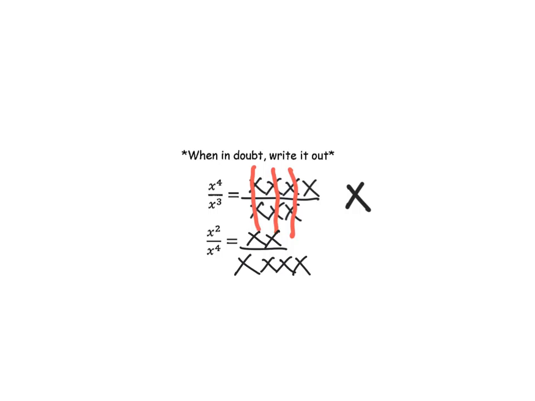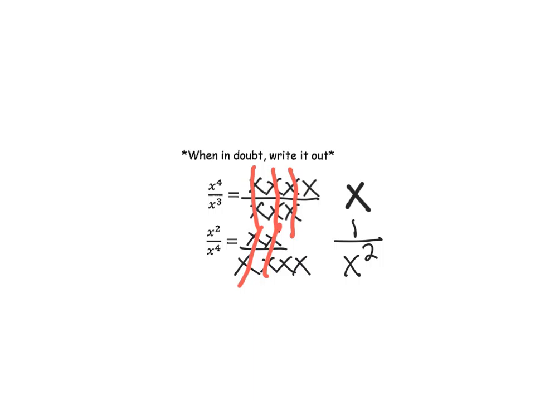If there's more x's at the bottom, and you look at this and you're like, oh, look, there's more at the bottom, your answer is going to have more at the bottom as well. So when I cross out, gone, gone, still at the bottom I have x squared. What do I have on top? It's not a 0. 1.